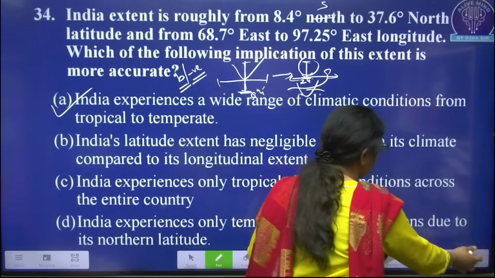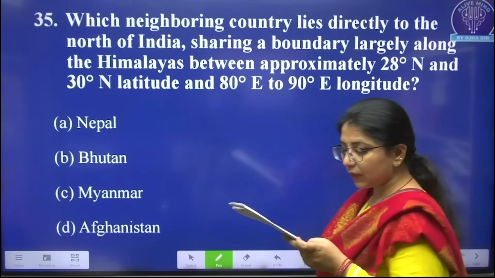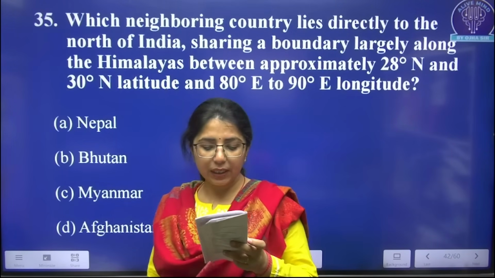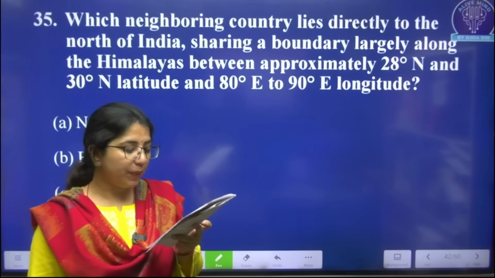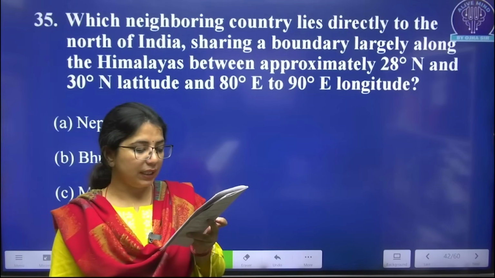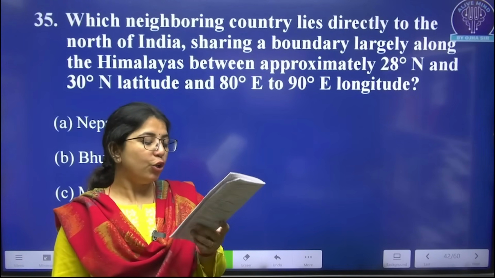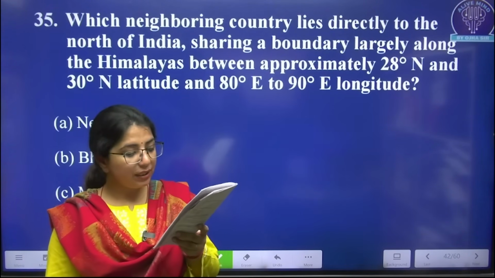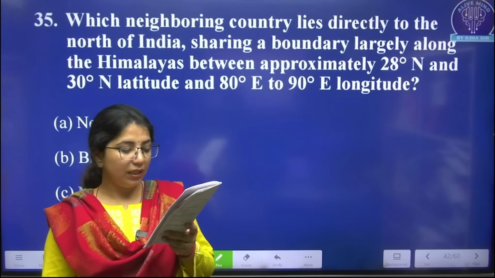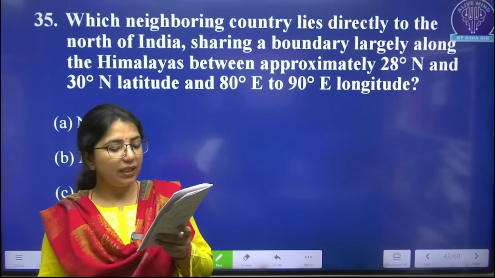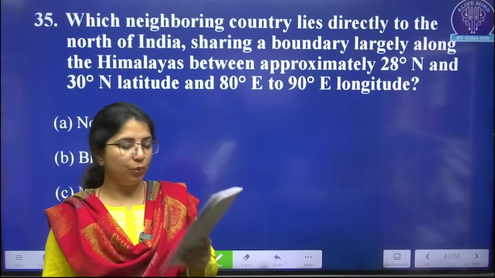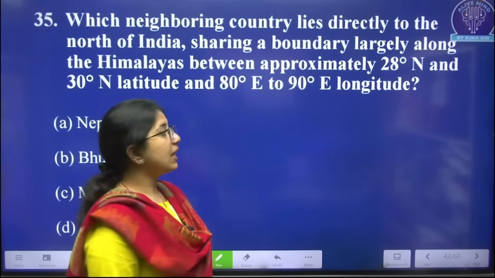Then is question number 35. Which neighbouring country lies directly to the north of India, sharing a boundary largely along the Himalayas between approximately 28 degree north and 30 degree north latitude and 80 degree east and 90 degree east longitude? It is Bhutan.